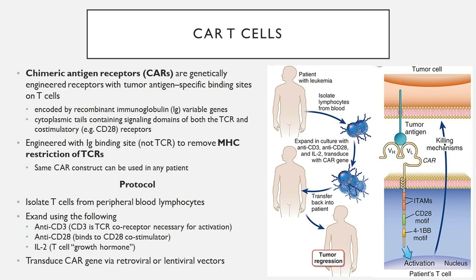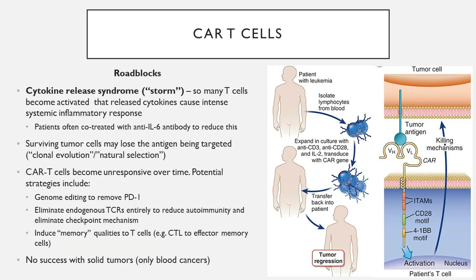They transduce the CAR gene via retroviral or lentiviral vectors, which then induces the chimeric antigen receptor on those particular T cells. At that point, they transfer those lymphocytes that they've grown in the lab back to the patient, and then the patient's own cells that are now coated with the CAR receptors fight off the cancer. Now, as excited as the world is about CAR T cells, there are a number of significant roadblocks that we have to get over in order to make these truly effective treatment methods.